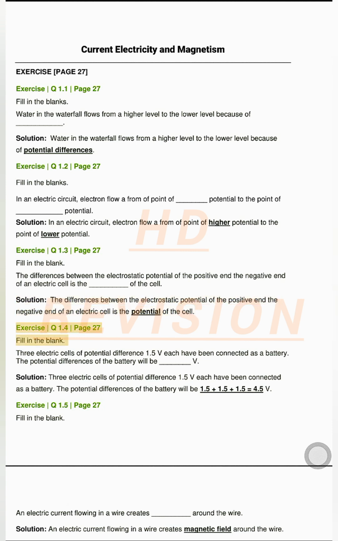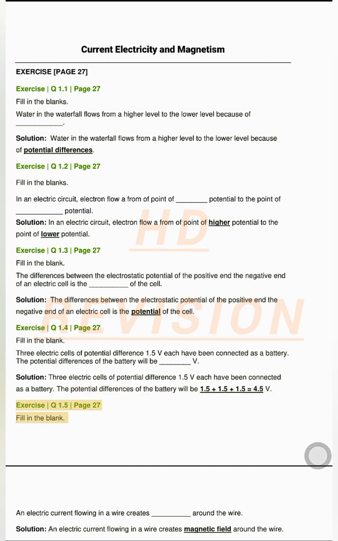Exercise Q1.4, page 27. Fill in the blank. 3 electric cells of potential difference 1.5 V each have been connected as a battery. The potential differences of the battery will be underscore V. Solution. 3 electric cells of potential difference 1.5 V each have been connected as a battery. The potential differences of the battery will be 1.5 plus 1.5 plus 1.5 equals 4.5 V.